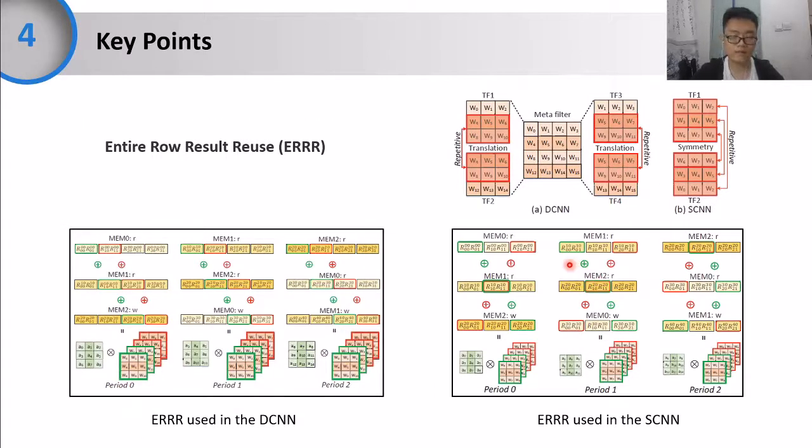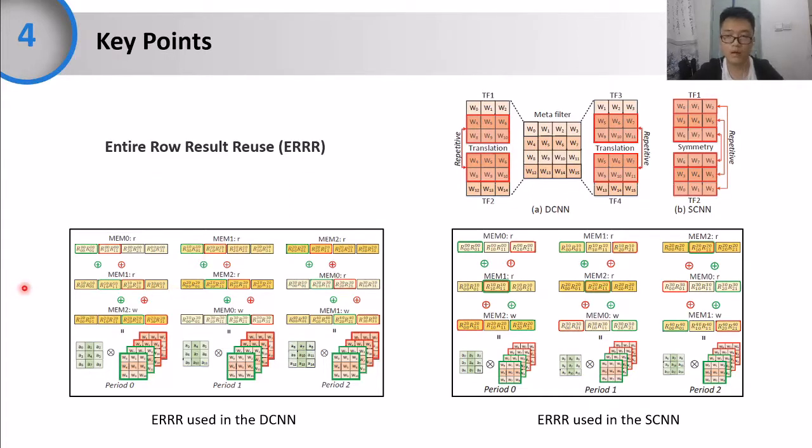And the second, when we have eliminated the redundant computations in the same row, we should focus on eliminating the redundant computation among different rows. Let's recall there will be the same entire row weights in the different kernels. So the computations with the same activations will be recomputed. So we propose the entire row result reuse method to tackle this problem.